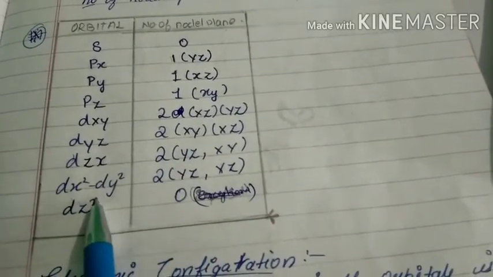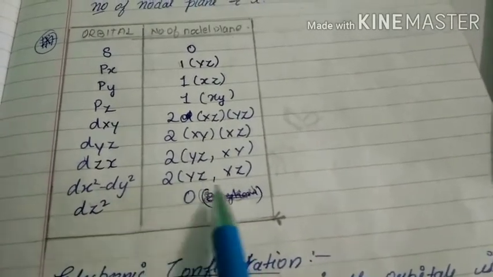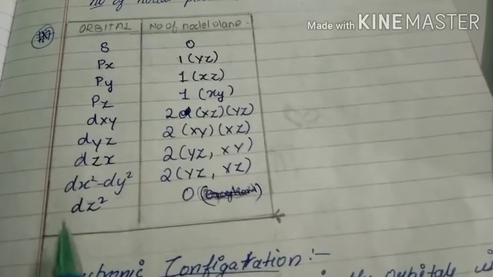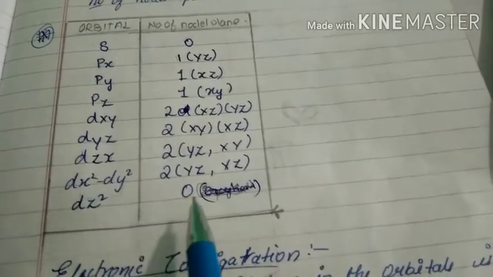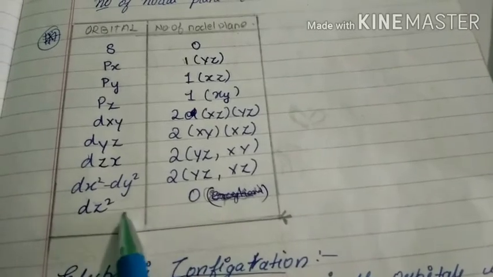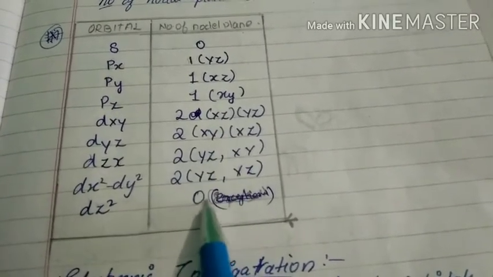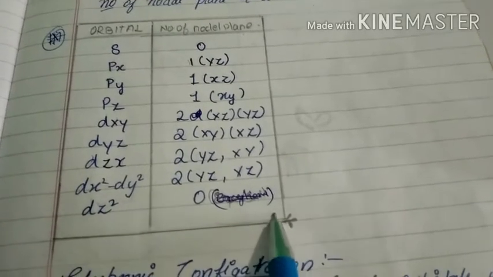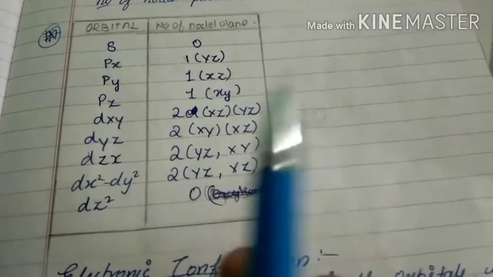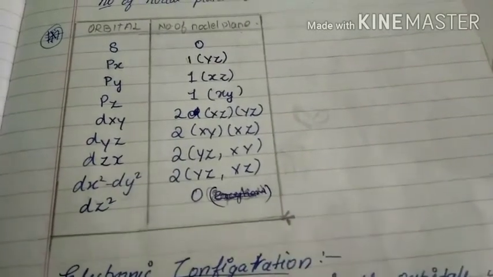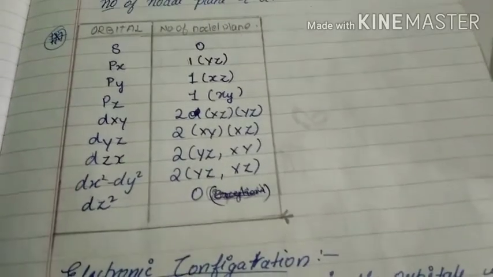For dx square minus y square, also 2. They are yz and xz. This is dz square. This is an exceptional case. You remember this point. For the dz square orbital, the number of nodal planes is 0. This is an exceptional case. For the dz square orbital there is no nodal plane. You just remember that point. There is no reason behind that one.